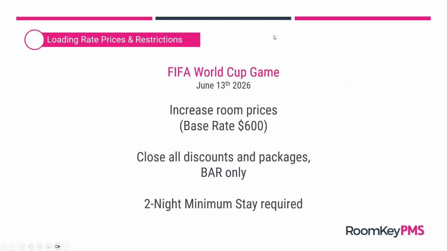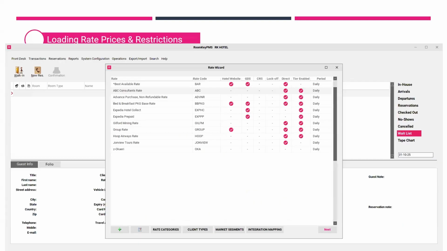So I've completed those first two steps. I've increased the room price and I've closed off all of my discounts and packages. My BAR is the only rate that is still open. Last thing I need to do is add a 2-night minimum stay. So back here in the rate wizard, once again, making sure I'm selecting my best available rate and click the Next button.